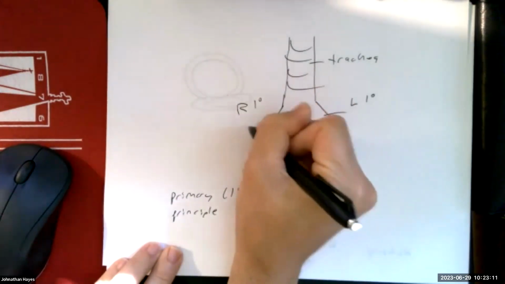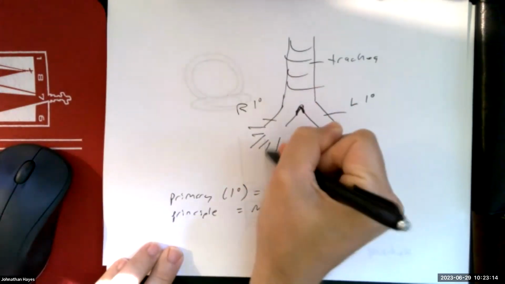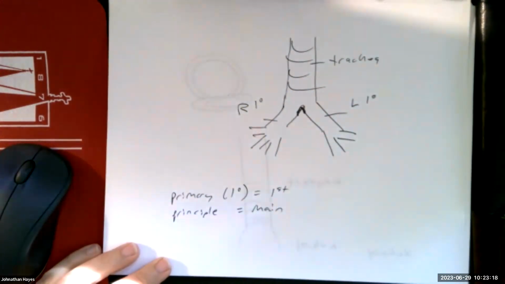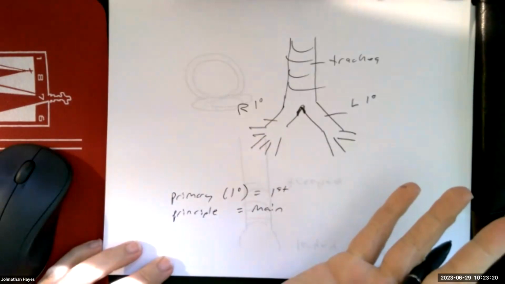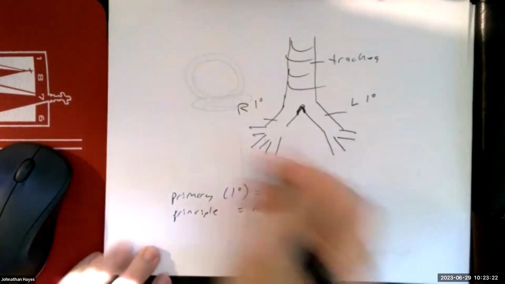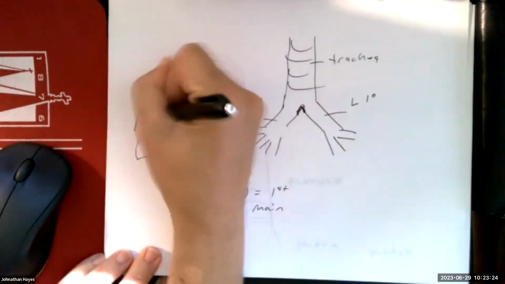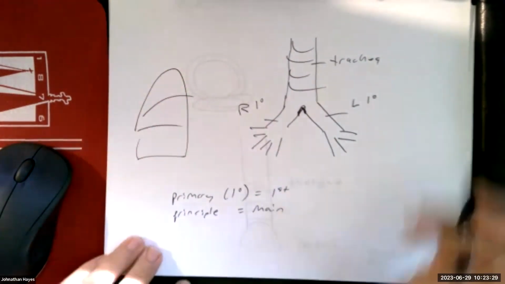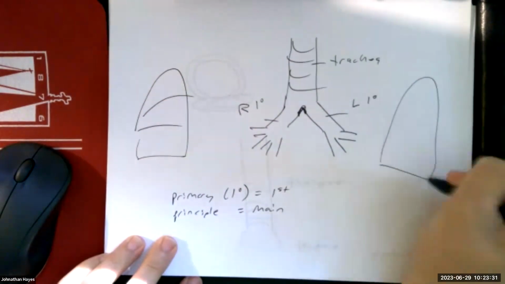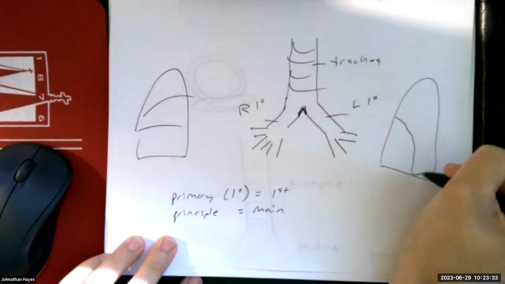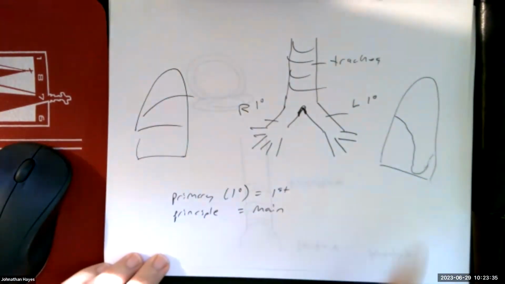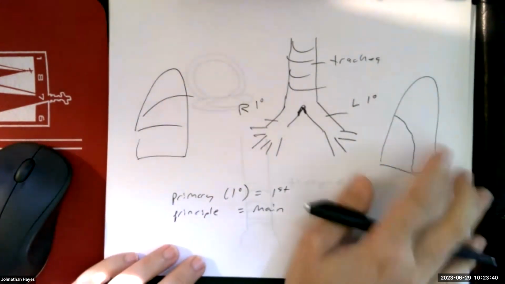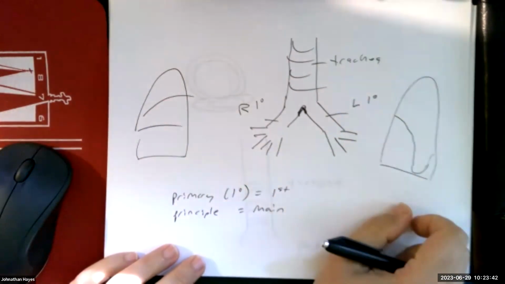And then on the right side, you have 1, 2, 3 lobar bronchi. On the left side, you have 2 lobar bronchi. So that's important to remember because the right lung has 3 lobes, right? So the right lung has an upper, middle, and lower lobe, or superior, middle, and inferior lobe, and the left lung only has 2 lobes. Ignore that little piece right there. So it's only got 2, superior and inferior lobe.